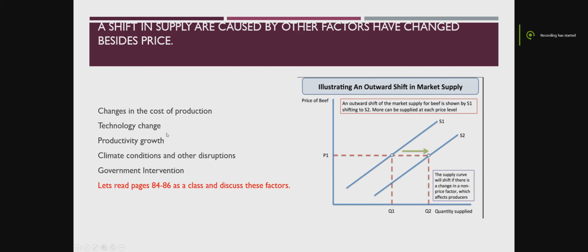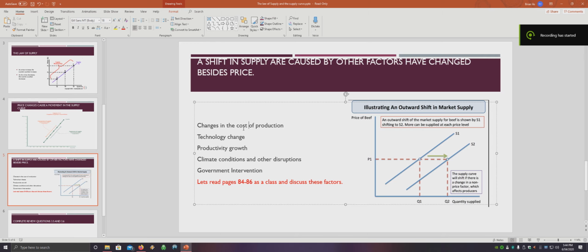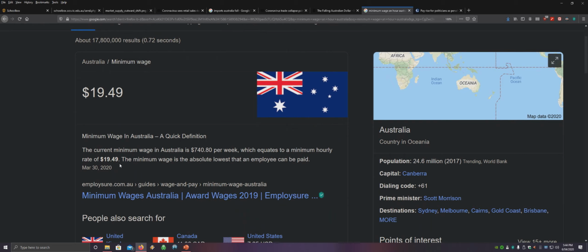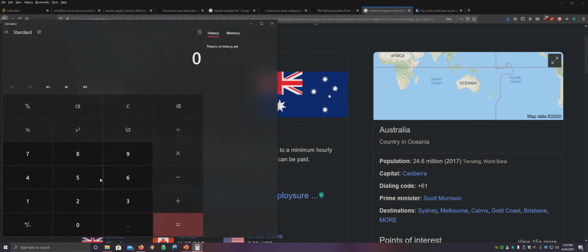Alright, let's look at the changes in cost of production. So let's just say, I don't know, what's minimum wage at? $19.49. So let's just say they increased it to $20 per hour. So what's that? Calculator. 20 divided by 19.49. So that's like a 2.6% increase.